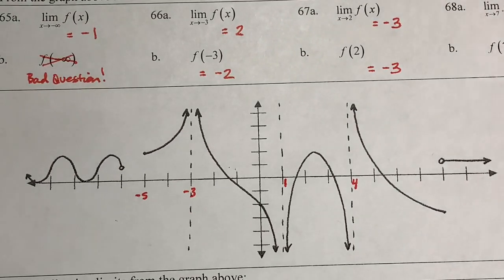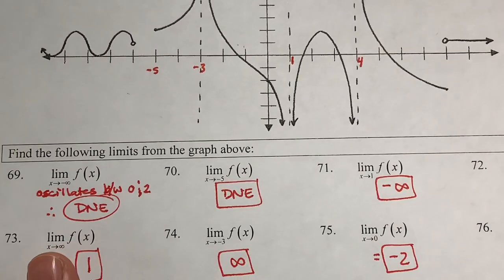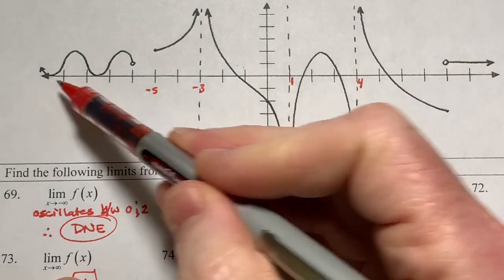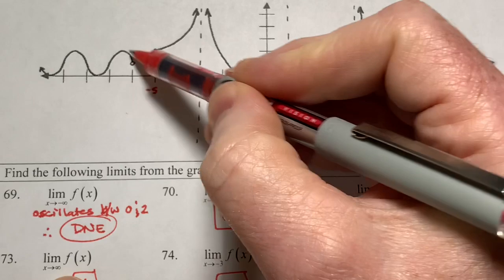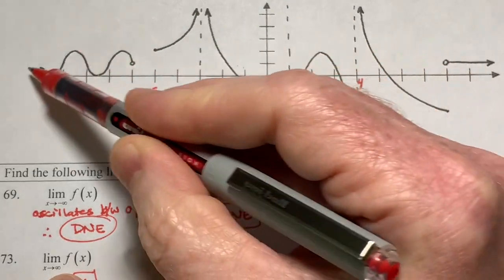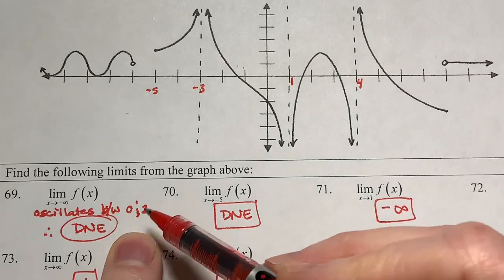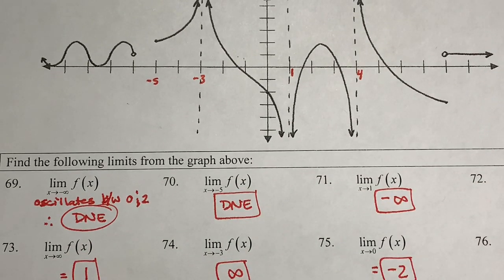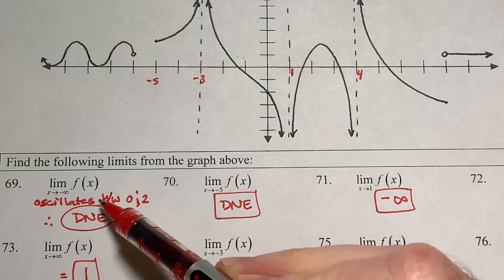All right. And then finally, I got one more graph to walk you through. 69 says, what's the limit as I go to -infinity? Well, as I head off to the left, it looks like it's oscillating between a 0 and maybe a 2. Well, what did we say? Anytime you oscillate between two fixed points, the limit doesn't exist because the limit is the y value. So there is no y value for that.